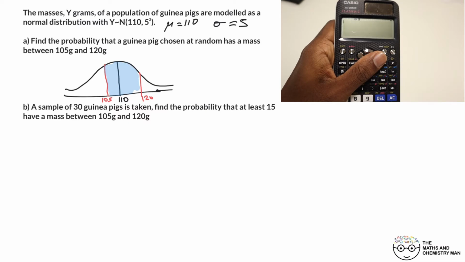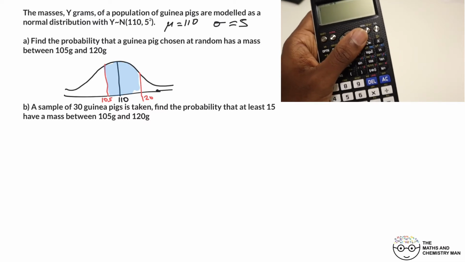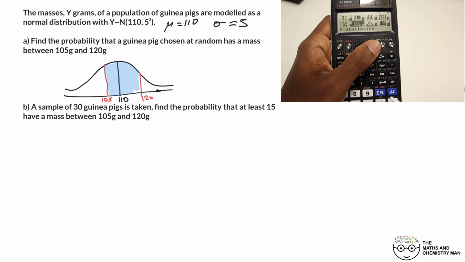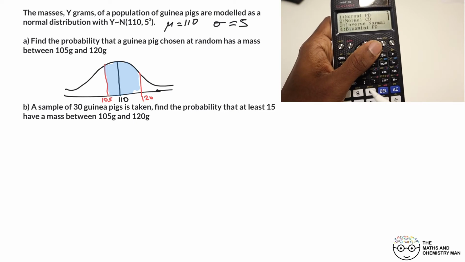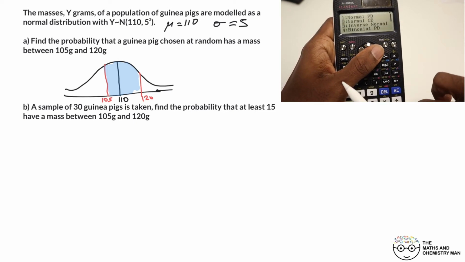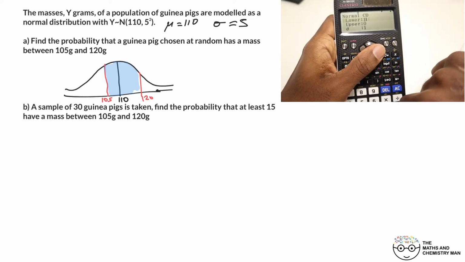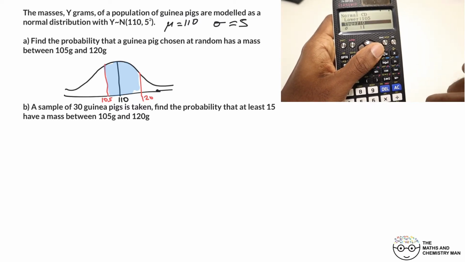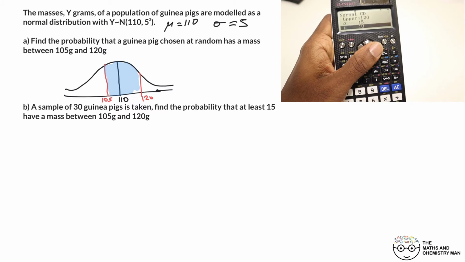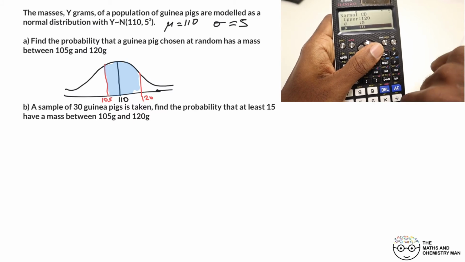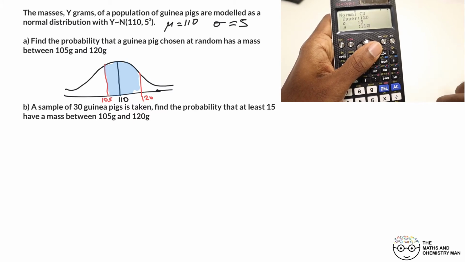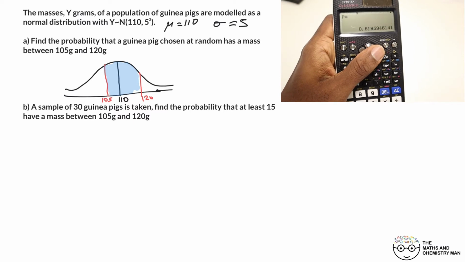And so how are we going to find that? Well, pretty simple. We can just use our calculator again. So distribution is where we need to go. We need to go for the normal CD, and we've got our lower and our upper again. Our lower is going to be 105 and our upper is going to be 120. And our standard deviation is 5 and our mean is 110. So there's all the info we need, and there's our probability there.